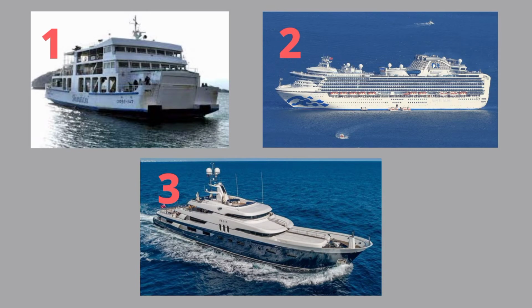Now, can you identify these three pictures? Which is yacht, ship, and ferry? Well, were you able to identify? Good. Picture 1 is ferry. It is intended to transport passengers and perhaps their vehicles on a scheduled route. The aim is to transport the passengers from A to B.